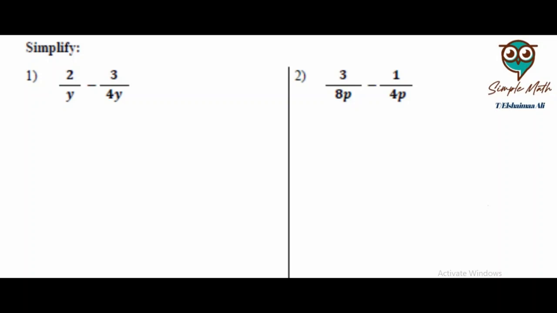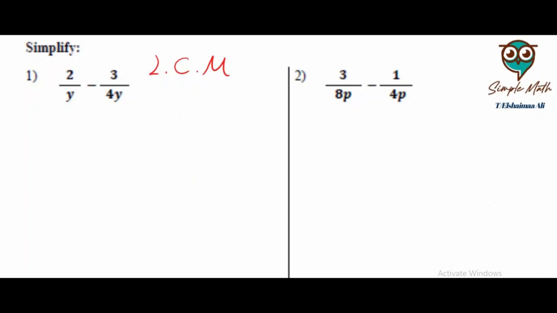Okay, you can see that here we have number 1: 2 over y minus 3 over 4y. Here we have two fractions and we want to get the difference between these two fractions. So how can we do that? We need to get something called the lowest common multiple, LCM. Lowest common multiple. What is this?